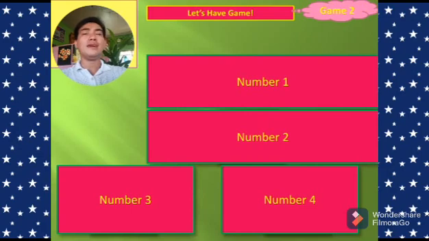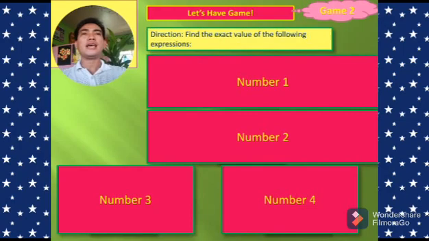This is gonna be game 2. For sure you will get this answer perfectly because this is very easy. Let's have the direction. Find the exact value of the following expressions. Just like what we did a while back. The values of the sine, cosine, and so on and so forth. Okay, shall we start? Get ready. Let's have number 1.